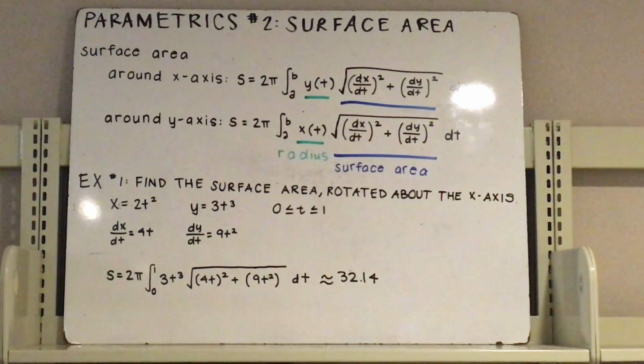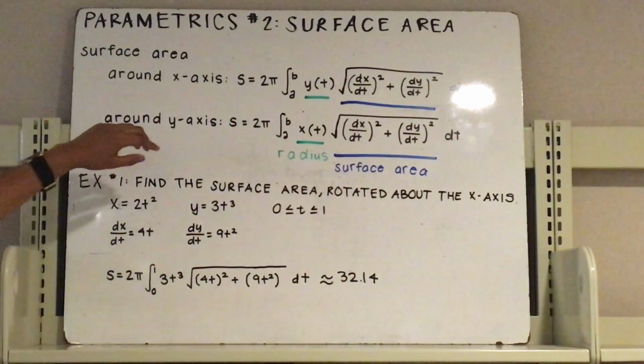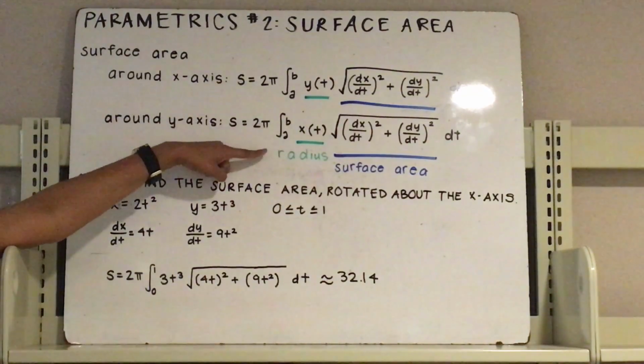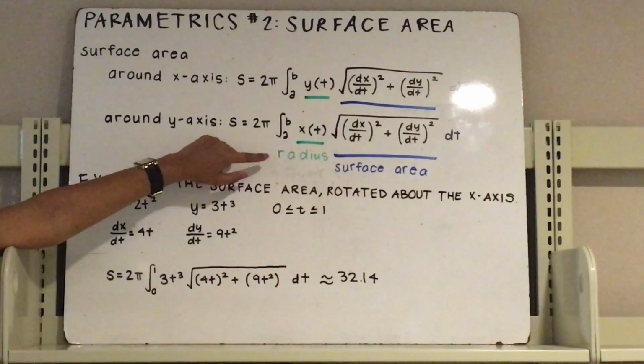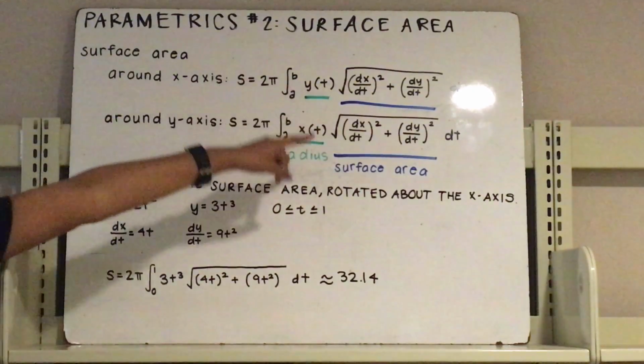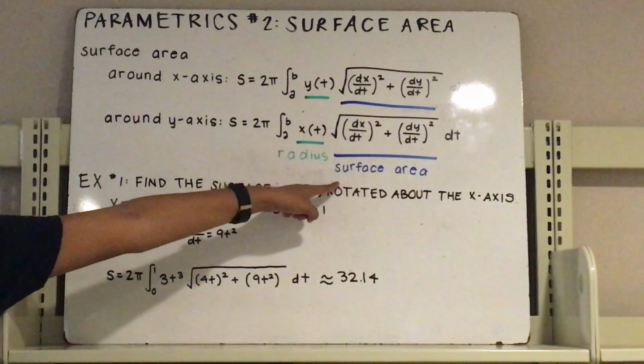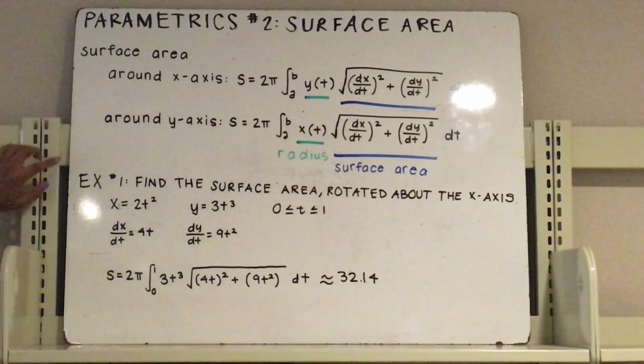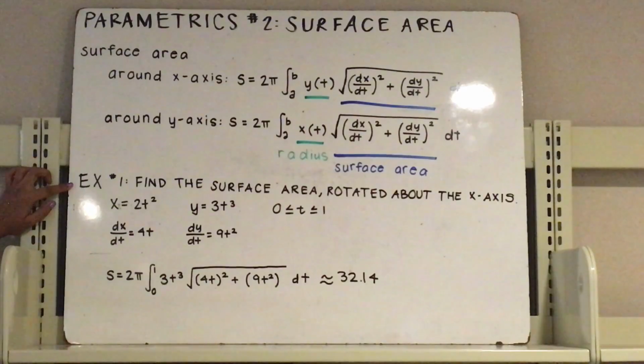length of that figure. So the reason why we want to use y of t around the x-axis and x of t around the y-axis is because these are your radii formulas, and you're multiplying it by arc length, and that'll give you surface area. So let's do an example, that'll make more sense.